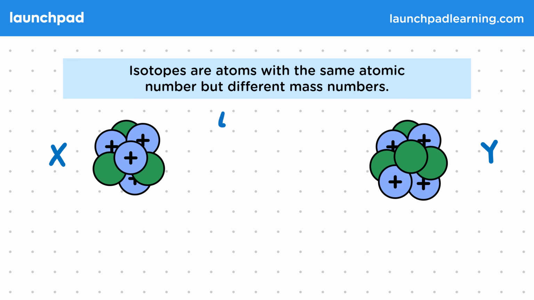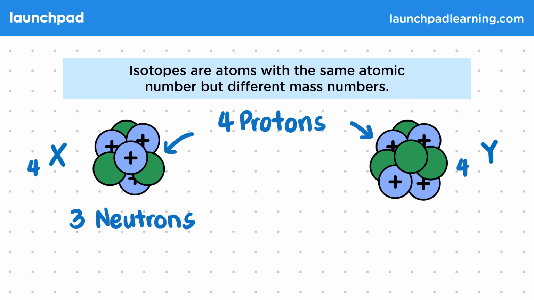Both of these nuclei have the same number of protons, 4, so we can write the same atomic number for both. But on the left, we only have 3 neutrons, while on the right we have 4. This means that X has an atomic mass of 7, while Y has a larger mass of 8. So overall, X and Y have the same atomic number, but different mass numbers. So these are examples of isotopes.